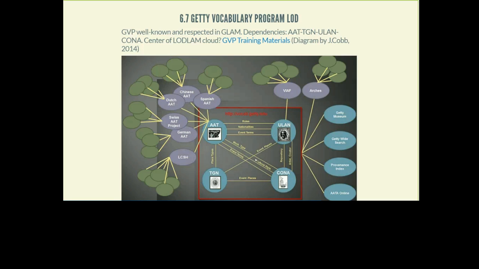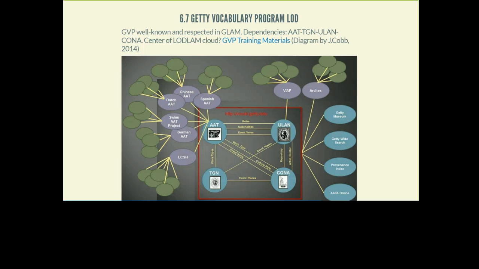Here you see the links between the thesaurus, and the dependencies really go like this. So AAT only refers to AAT, but for TGN, you now use AAT for things like place types. ULAN uses AAT and TGN.